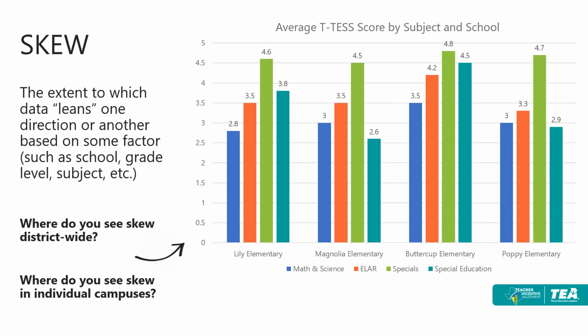Generally, the specials teachers are rated much higher than the math and science teachers. Maybe this makes sense or is explicable because perhaps the specials teachers in this district are generally more effective. Or perhaps the district is inflating the specials teachers' scores. Additionally, notice that Buttercup Elementary is generally rating all their teachers much higher than other schools. This is possible skew, and district leaders would need to do some digging to determine if this is explicable or inexplicable.